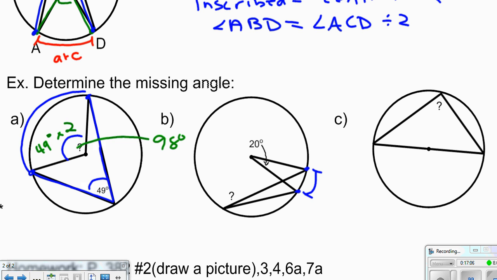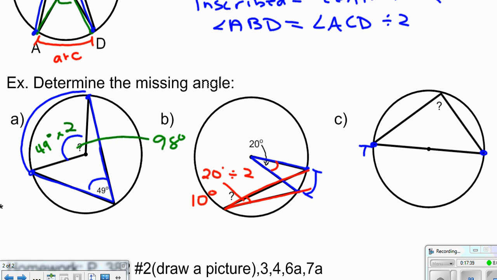This is the arc we're using. It's a little arc this time. We know the central angle and we want to know the inscribed. So the central is 20 degrees and the inscribed is going to be half of that. And so this is the inscribed and it's a smaller opening. So it's going to be 20 degrees cut in half. So the inscribed angle is 10 degrees.